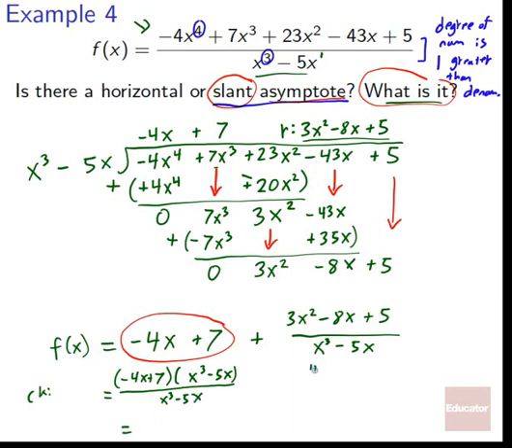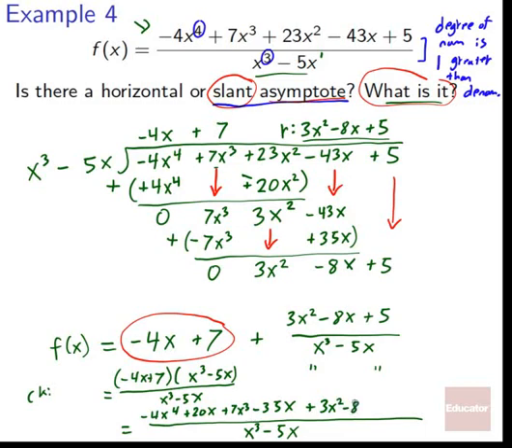So what will that wind up being? This is just the same thing here. So negative 4x times x cubed gets us negative 4x to the 4th. Negative 4x times negative 5x gets us positive 20x squared, plus 7 times x cubed gets us 7x cubed. 7 times negative 5x gets us minus 35x, all over x cubed minus 5x. And we can add on our thing from our other one, because they're now on common denominator, plus 3x squared minus 8x plus 5. So what's that wind up becoming?